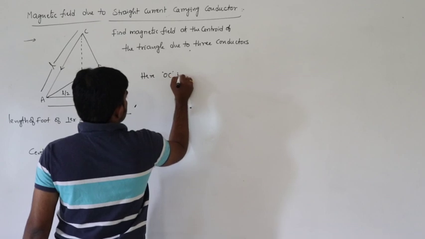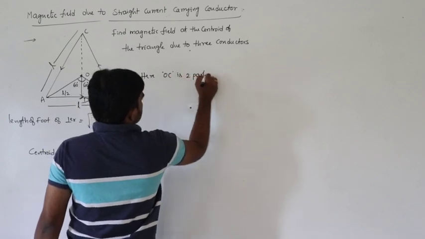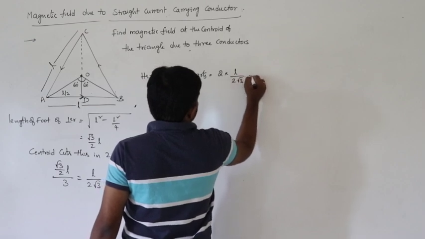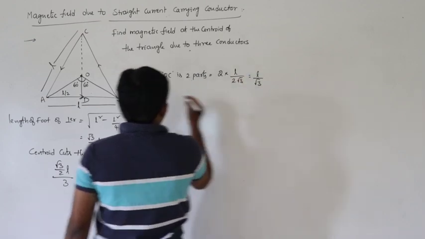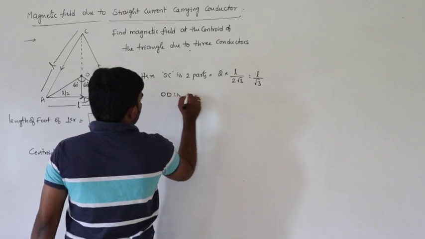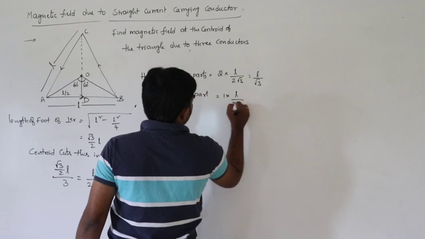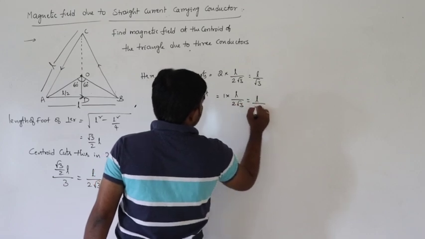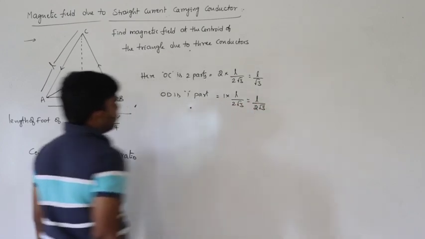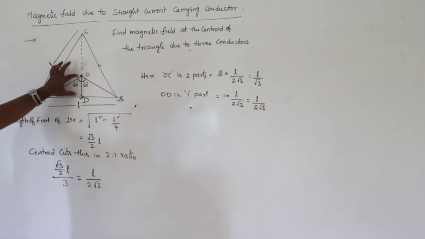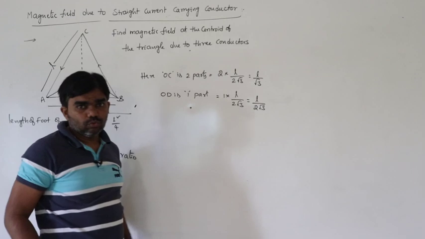OC is 2 parts, so that is equal to 2 into L by 2 root 3, that is L by root 3. And OD is 1 part, so that is equal to 1 into L by 2 root 3, that is L by 2 root 3. This centroid cuts the length into a 2:1 ratio, this is 2 parts and this is 1 part. So the distance OD is L by 2 root 3.